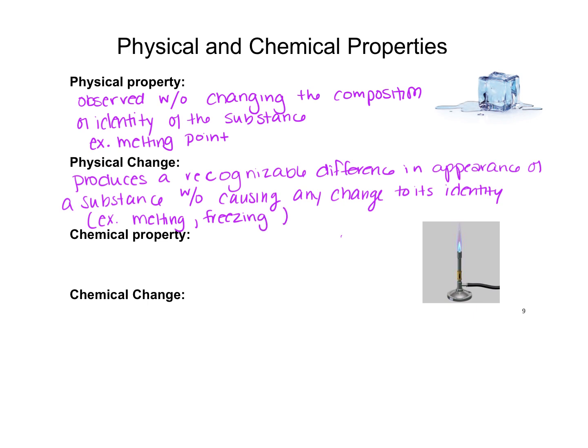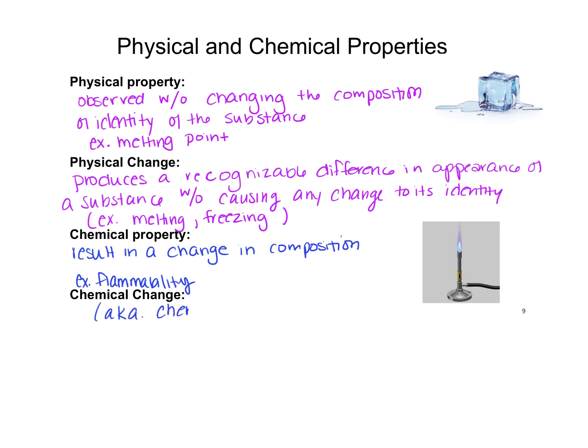Now we can also have chemical properties. Chemical properties result in a change in composition. Right? These are things like flammability, right? And they can really only be observed through a chemical reaction. And so another word for a chemical reaction is a chemical change. So it's also known as a chemical reaction.